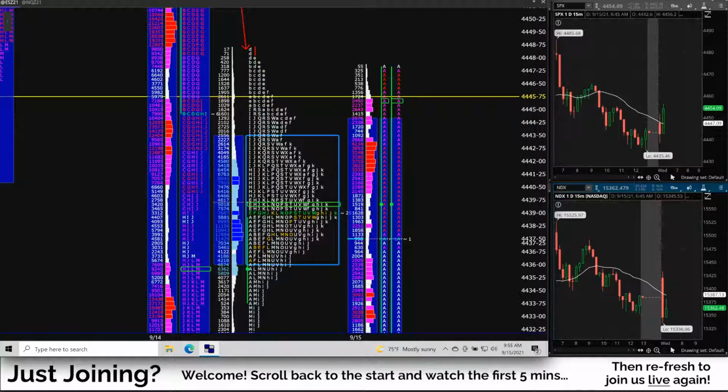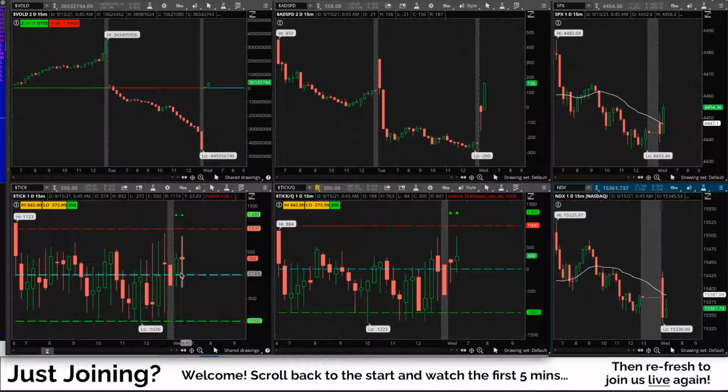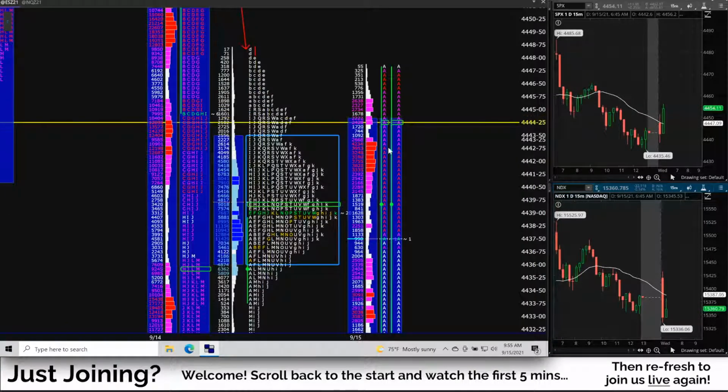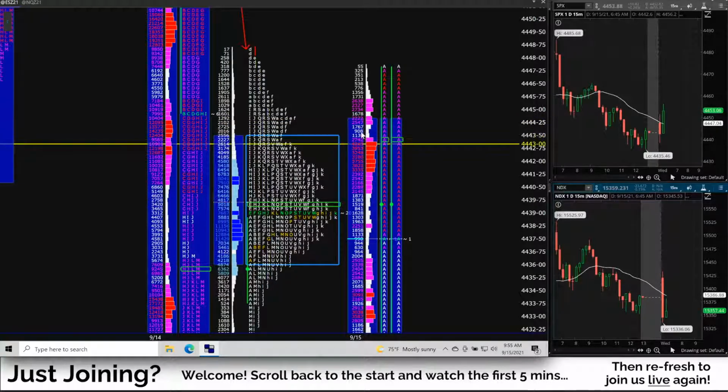Okay, so now let's go back and look at those ticks and see, is there still more buyers stepping in? There you go. They're starting to step in. That is a sign of support building. They're backfilling those low volume nodes. They're finding support just below it.